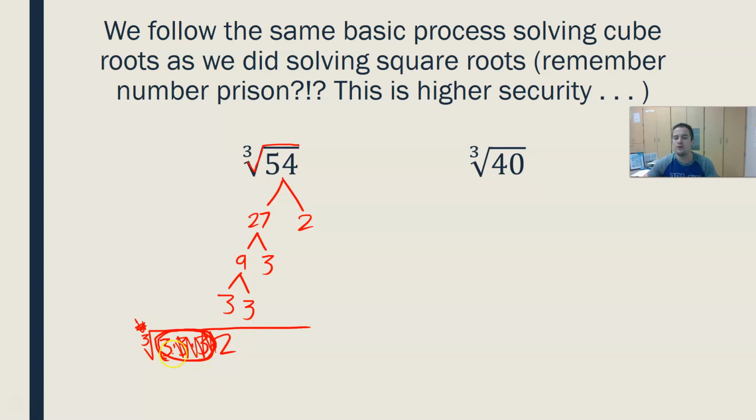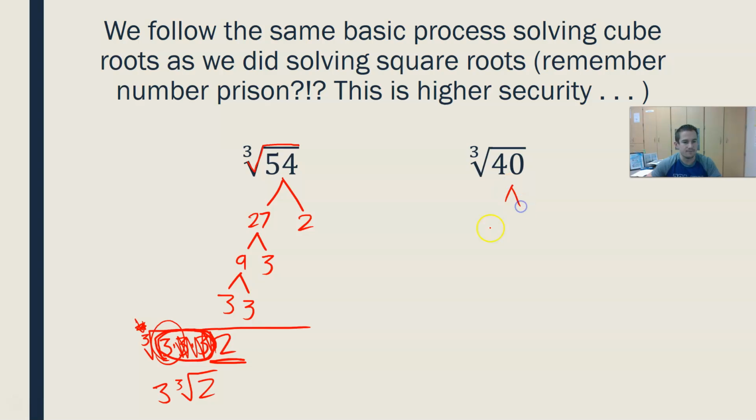So the cube root of 54, this 3 gets out. This 2 didn't even have a group to escape with, so he's left on the inside. I'm left with 3 times the cube root of 2. Okay? So same exact process as we were doing with square roots, except now instead of escaping in groups of 2, you have to escape in groups of 3.